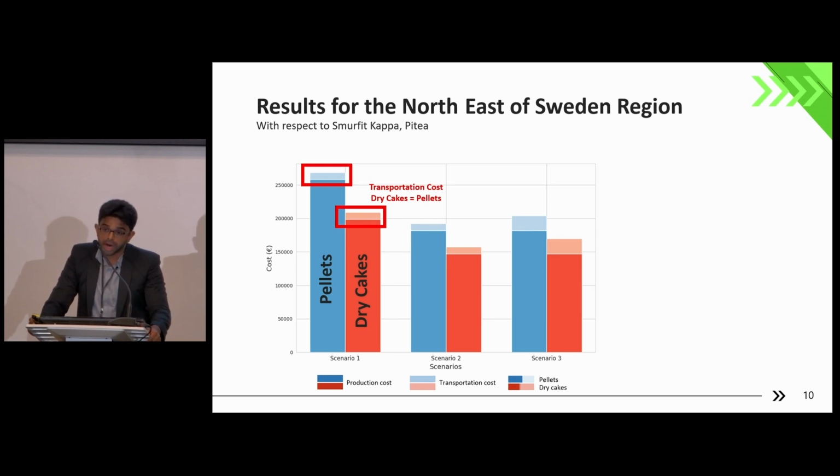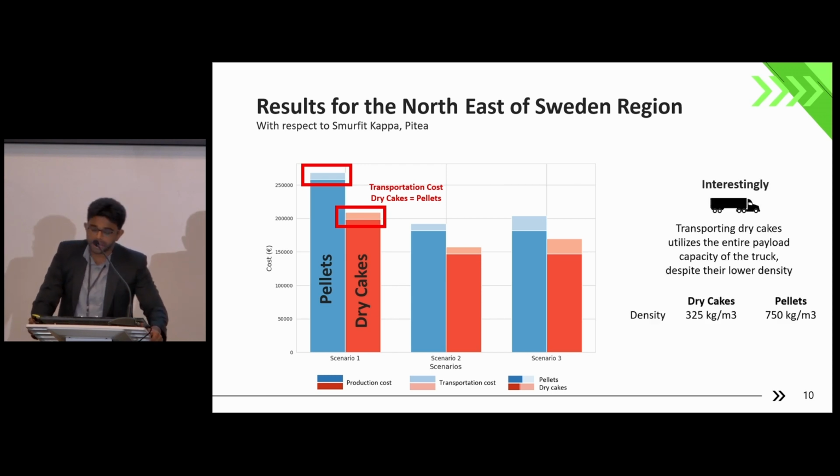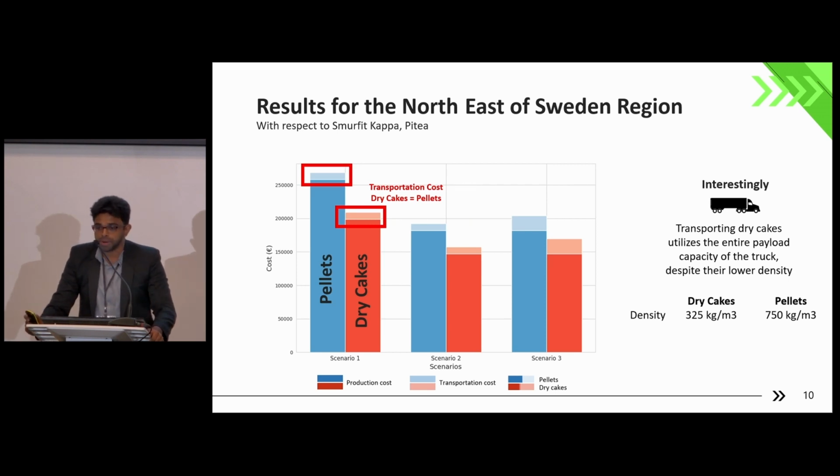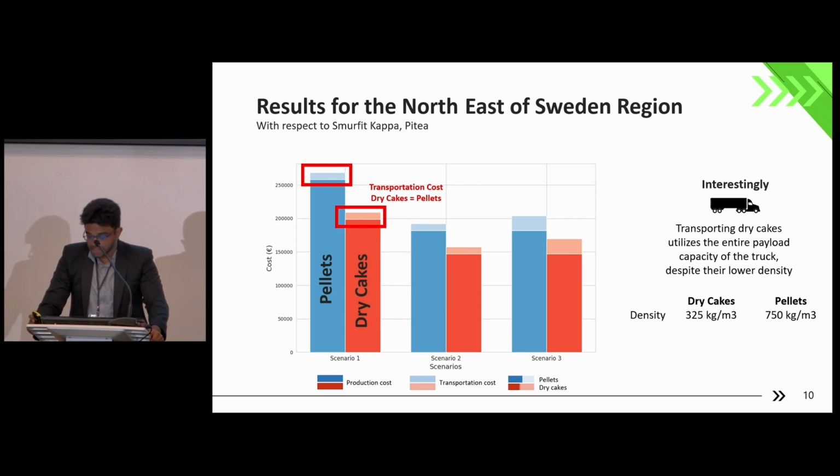And interestingly, the transportation cost of dry cakes was equal to the transportation cost of pellets. But if you see, transporting dry cakes, you might have seen in previous slides, the density of dry cakes is very low compared to pellets. It's about 325 compared to 750 for pellets. And if you see the higher heating value, they're similar. So why not use dry cakes directly rather than pellets? The challenge there is whether transporting dry cakes will cost more because there's a lower density.